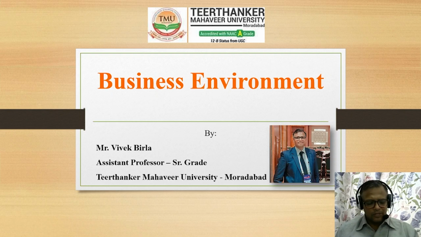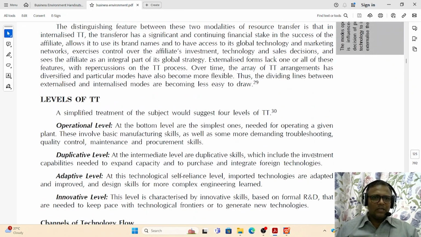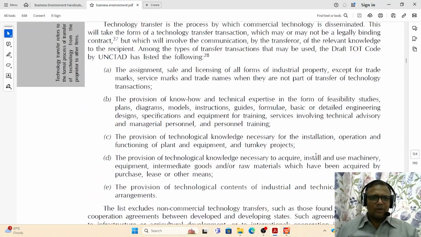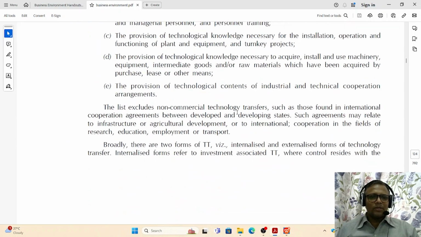the marketing. Moving ahead, the last topic we saw was transfer of technology. As we discussed in the previous session, technology transfer is a process by which commercial technology is disseminated. This takes the form of technology transfer transactions, which may or may not be legally binding contracts, but which involve communication by the transfer of the relevant knowledge to the recipients.